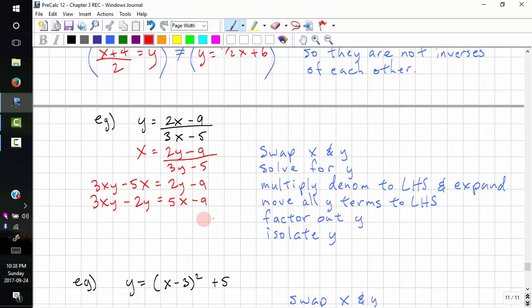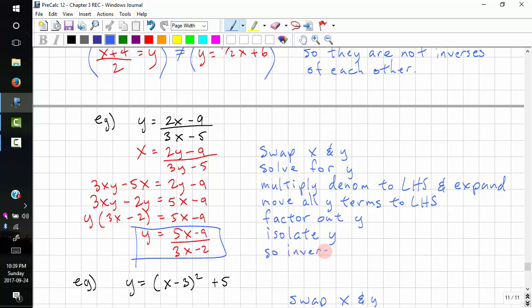Now we need to factor out a y. So y times 3x minus 2 equals 5x minus 9. And we isolate y, so we need to divide this by 3x minus 2. And this is a rational function, so the inverse is a function.